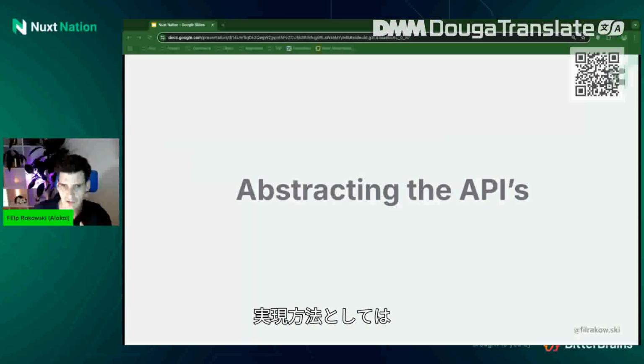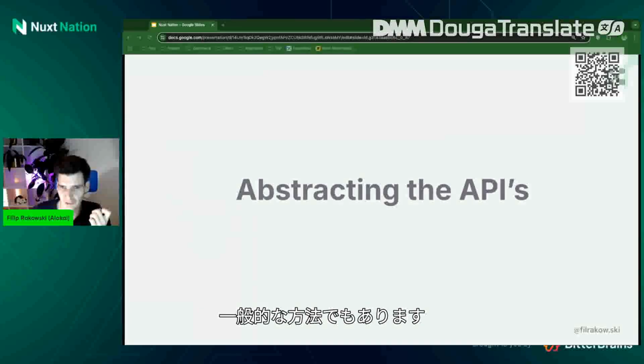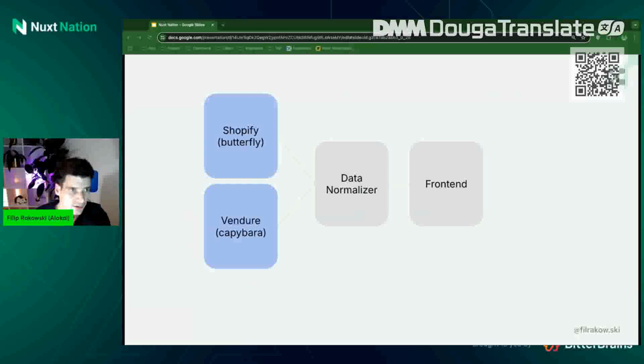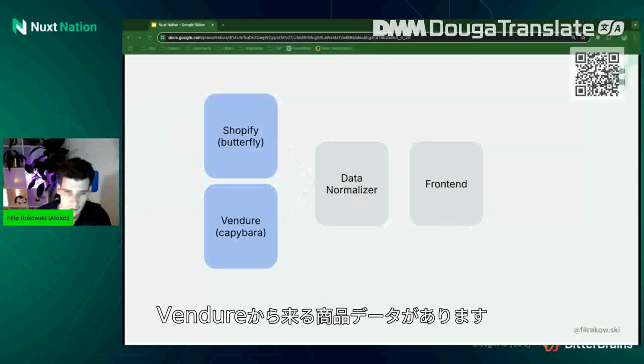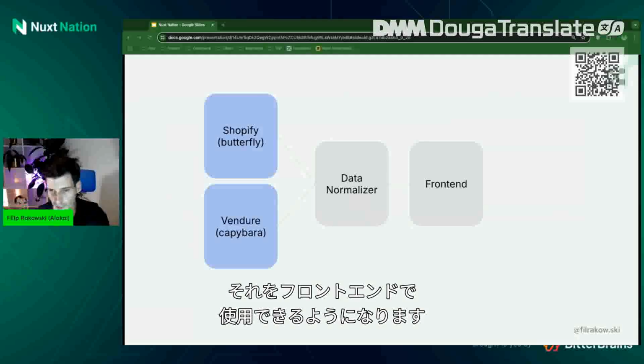So the way we will make that happen, and it's also quite a common thing that I'm seeing, especially in e-commerce applications, and as you saw, something that we are also shipping, is data normalization. So you can imagine that we have product data coming from Shopify, or product data coming from Vendure, and then we have a function, a place that is normalizing this data to a common format that is then consumable by the frontend.